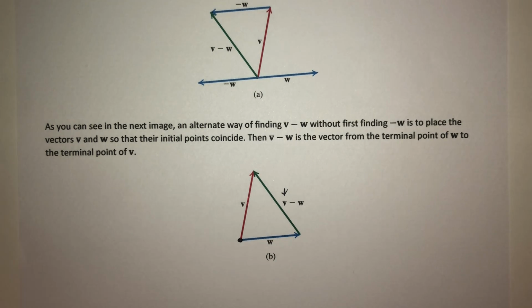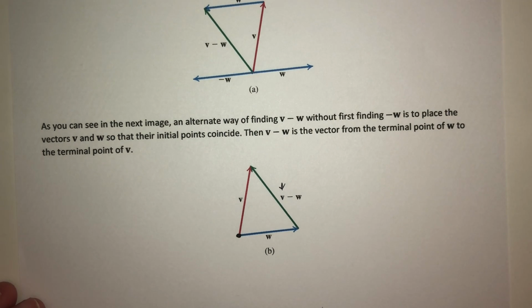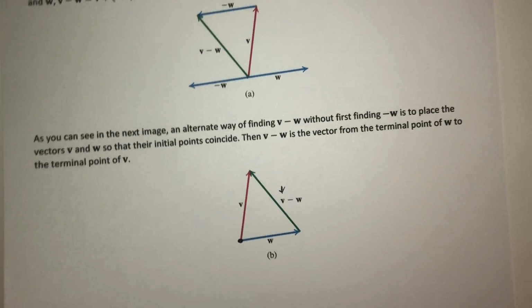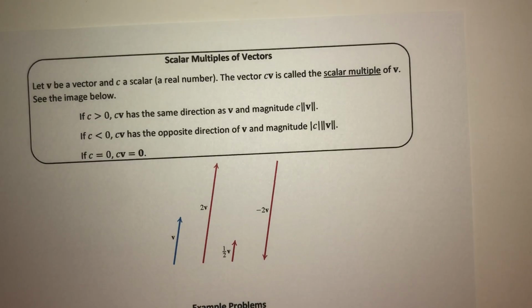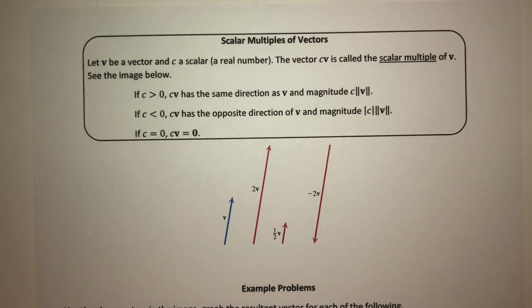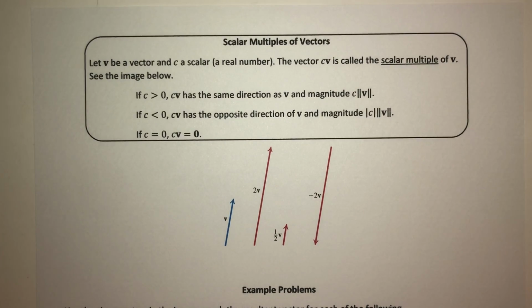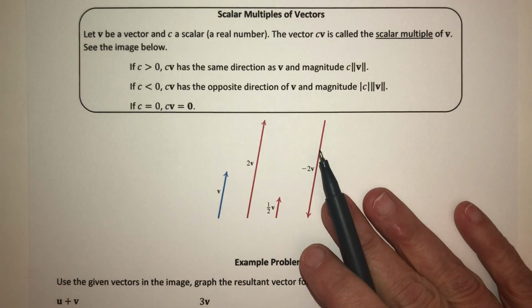Okay? So that's the geometric version of vector addition and vector subtraction. Now we're going to throw in some scalar values. If v is a vector and c is a scalar, or just a real number, the vector cv is called the scalar multiple of v. And we have this image below here.